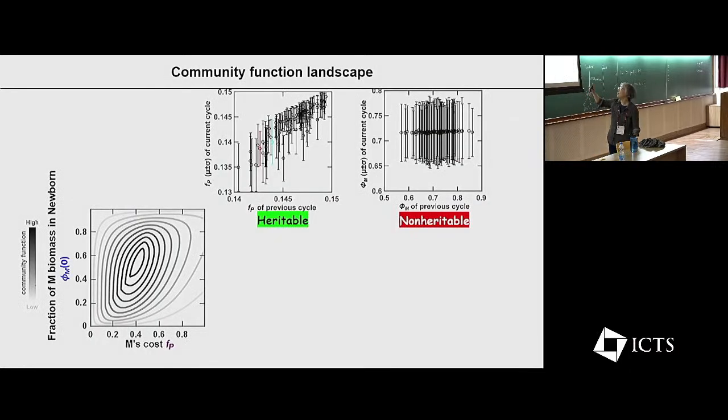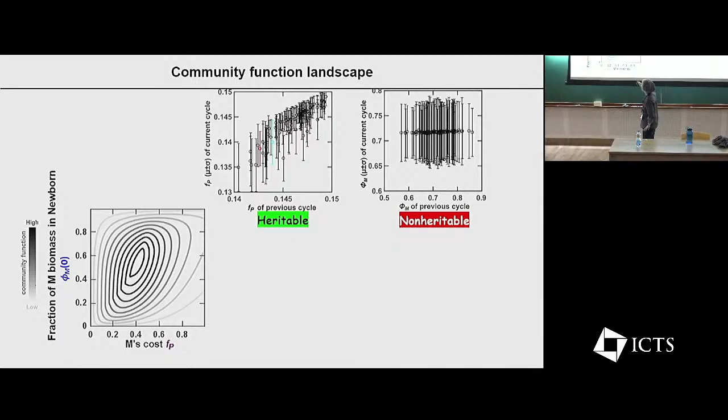So now we know, just going back, we have two determinants. One heritable, one not heritable. We can actually plot the community function landscape. One axis is the cost, the other is the newborn M fraction. The darker it is, the higher the community function is. So this is actually a very smooth landscape.